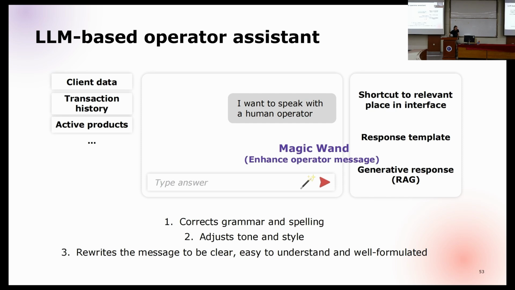And last thing is message enhancer. In practice, operators usually write texts that are not well structured grammatically. So we want to fix that. We can add a button that corrects grammar, corrects spelling, adjusts tone and style, and makes the message clearer and easier to understand. And under the hood, again, it can be done with a large language model. Basic approach is just with prompting. In a more advanced approach, we can fine-tune an LLM for this exact problem.